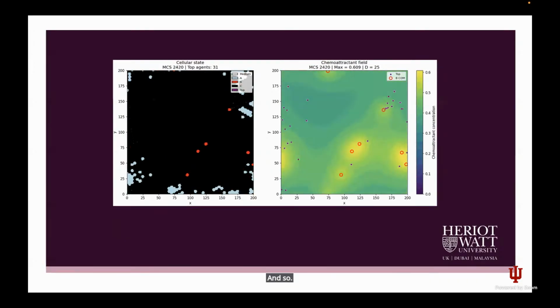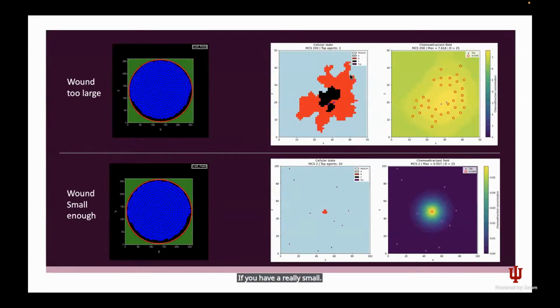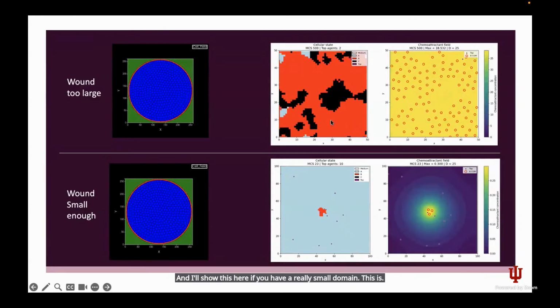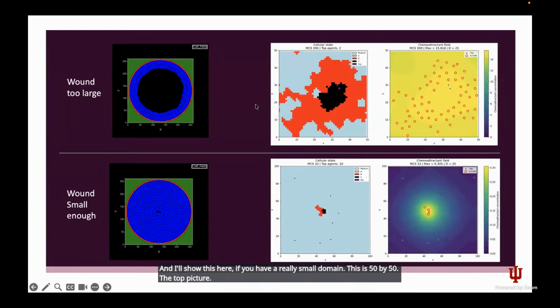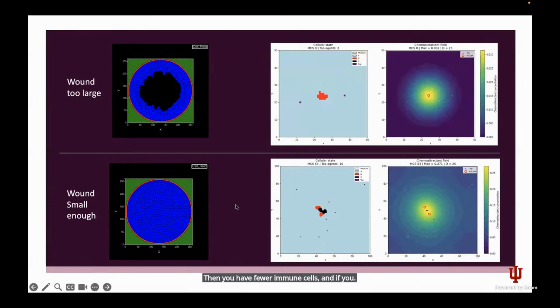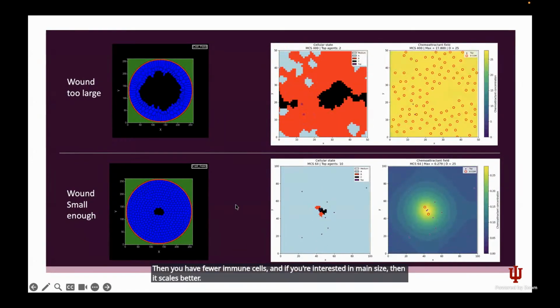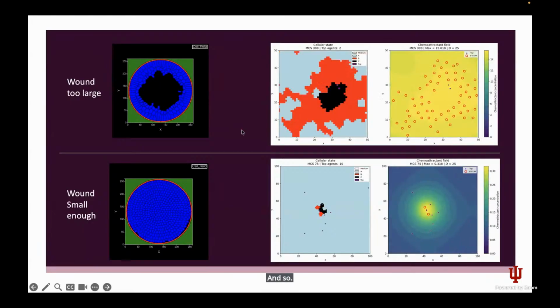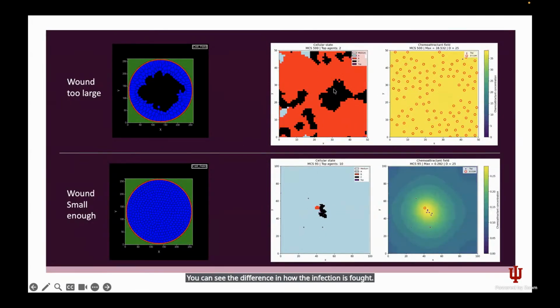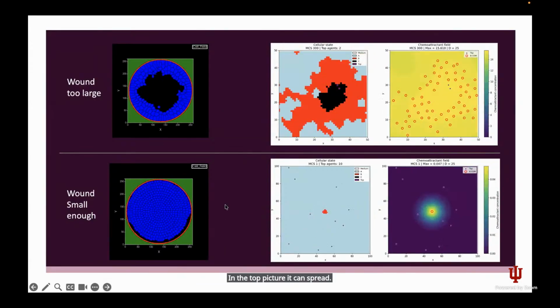If you have a really small domain, and I'll show this here, this one is 50 by 50 in the top picture, then you have fewer immune cells. If you increase the domain size, the number scales by that increase. And so you can see the difference in how the infection is fought. In the top picture, it can spread, and in the bottom, it can't.